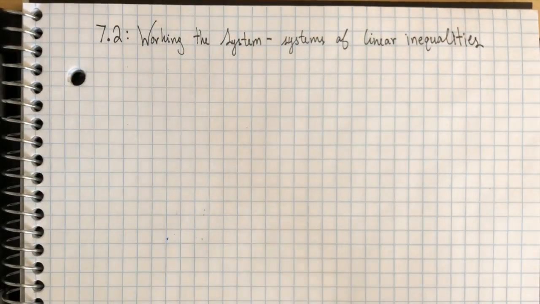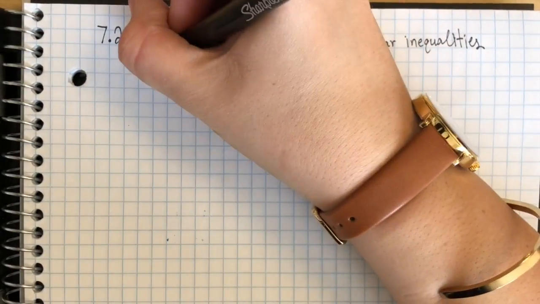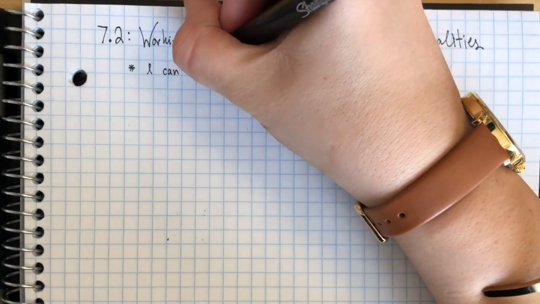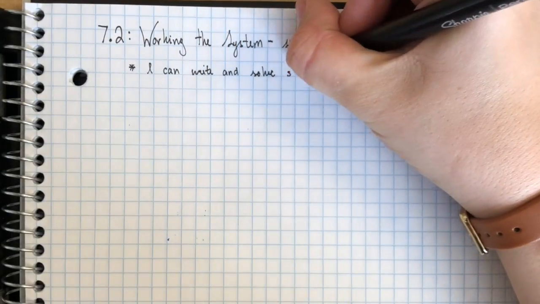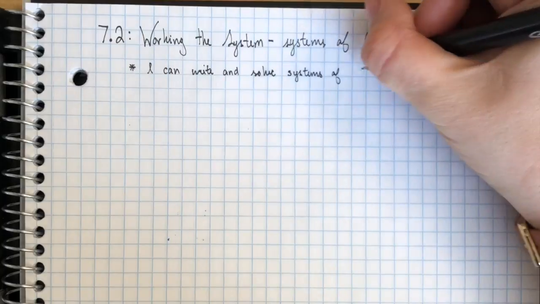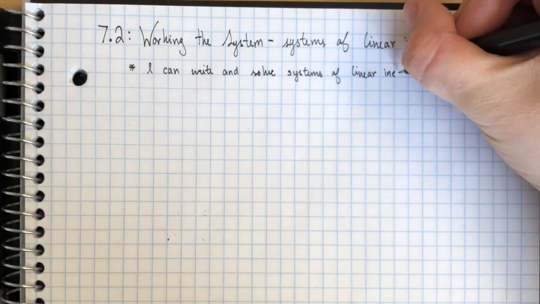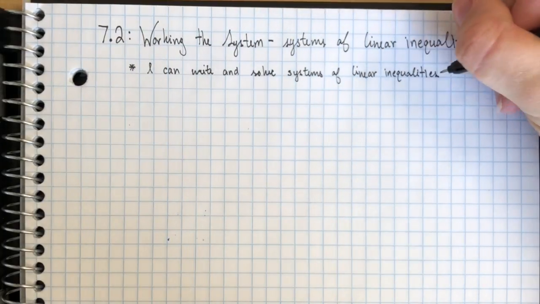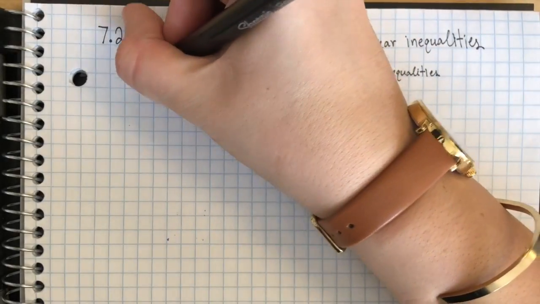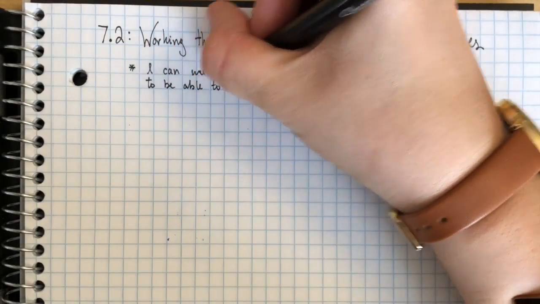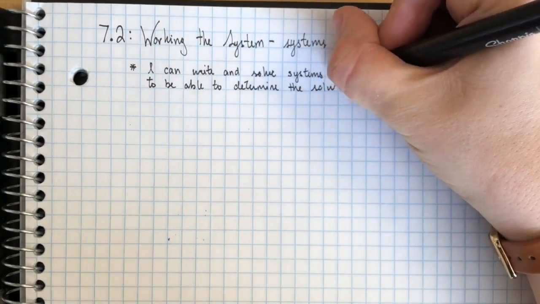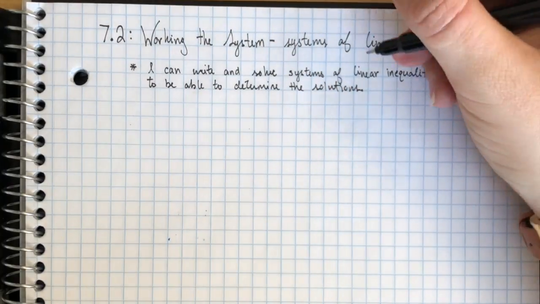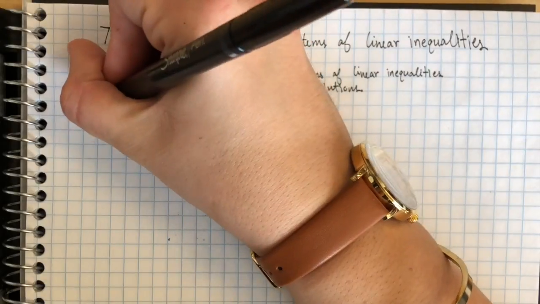If we don't understand the type of problem scenarios that exist for these specific concepts, then we won't be able to answer them correctly. So the learning target for today says I can write and solve systems of linear inequalities to be able to determine the solutions. And we're going to focus on problem number 1.